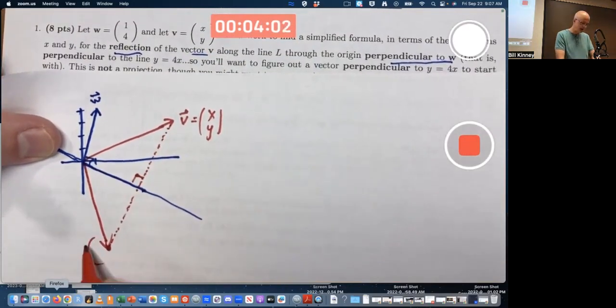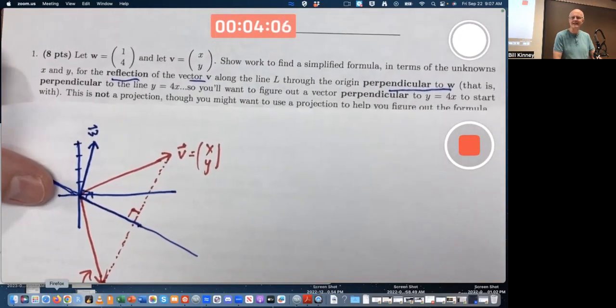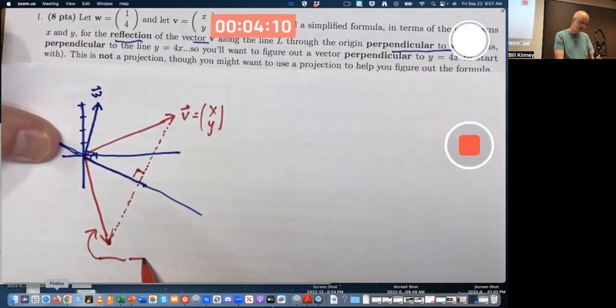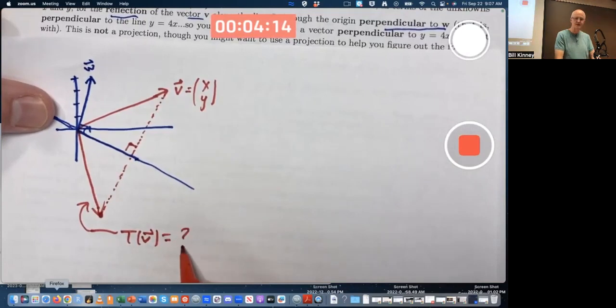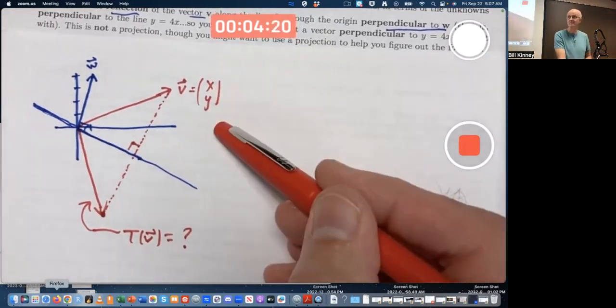And this does end up being a linear transformation, though I didn't say that. You do want to find a formula for it. You could call this T of V, and your goal is to find a formula for it in terms of x and y.